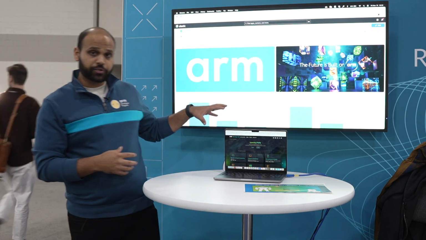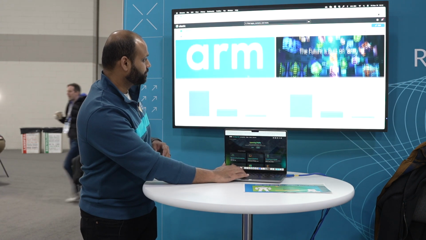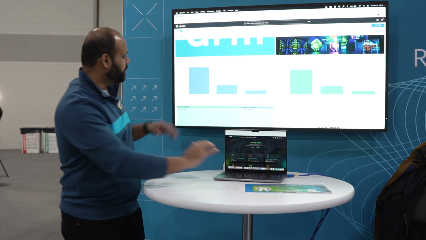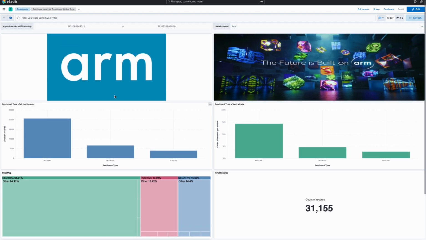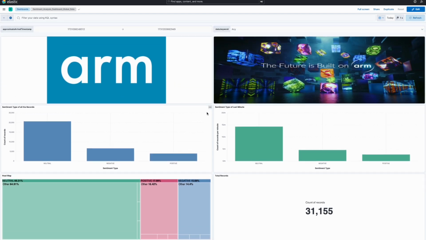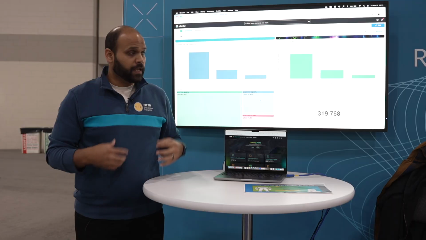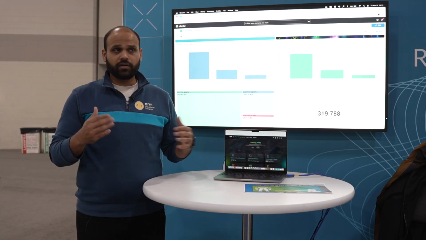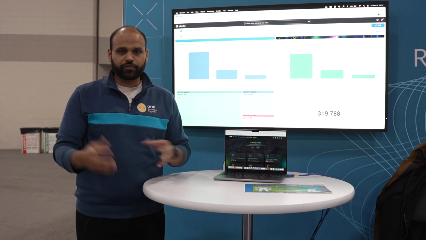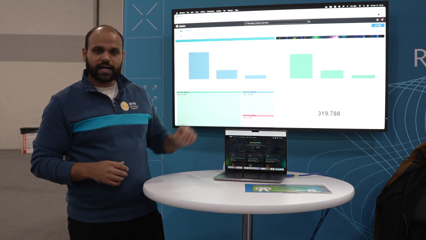So if you look at the dashboard here, on the left we see a sentiment type for all the records. Since the show started, we have processed around 300,000 tweets. That's a lot of data, and it did it without breaking a sweat. But the main point to note is that even with this huge amount of data, the CPU and memory usage for those instances barely moves up. That's the power of Neoverse CPUs, and we'll get to that in a second.